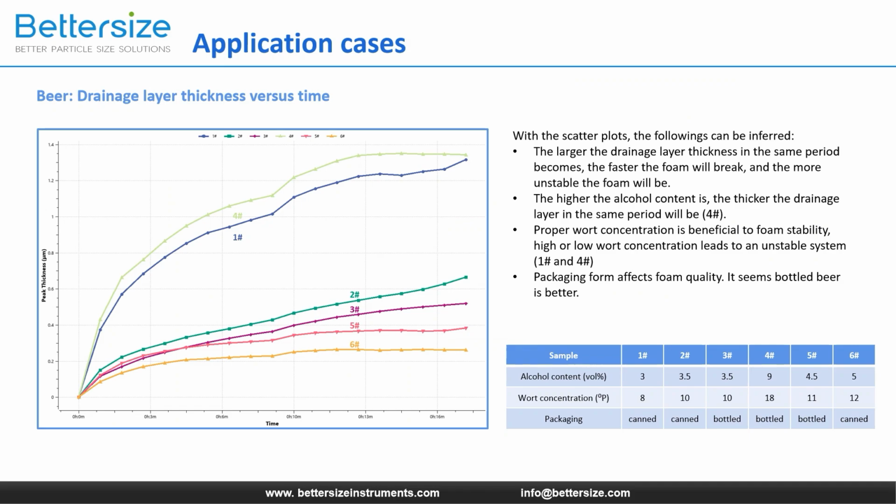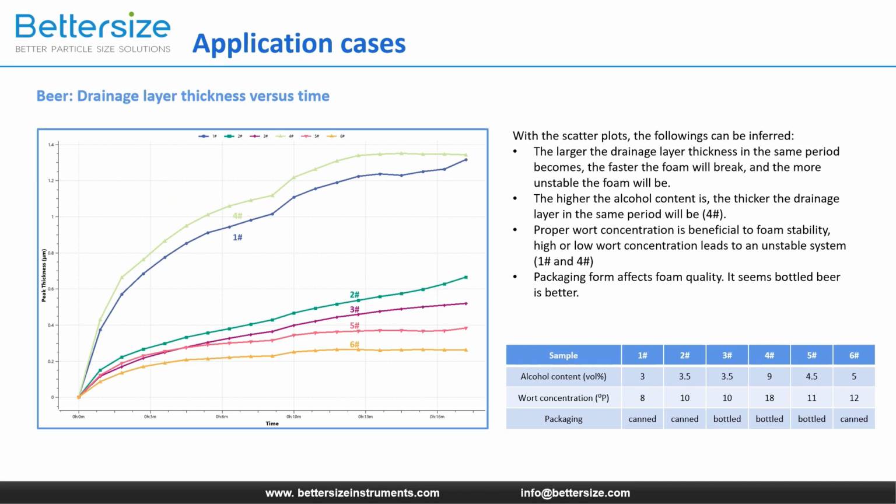Here is the change curve of the peak thickness over time. The larger the drainage layer thickness in the same period becomes, the faster the foam will recede, and the more unstable the foam will be. High alcohol content is not beneficial to foam stability, as sample 4, which has the highest alcohol content, also has the thickest drainage layer. According to the analysis results of sample 4, high wort concentration can be regarded as an important factor that affects the stability as well.